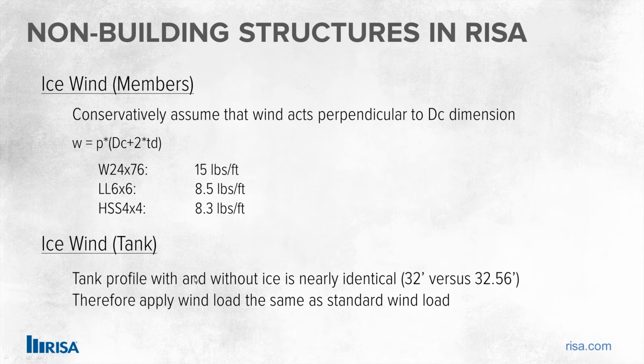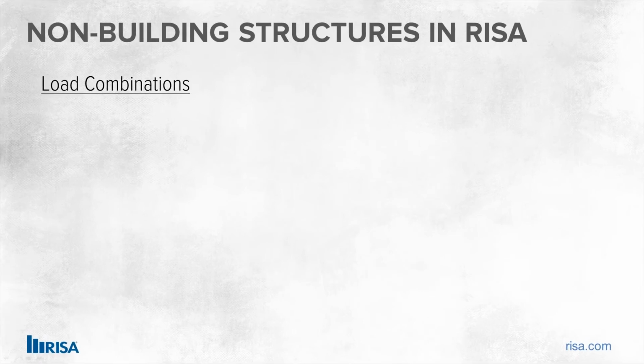Now for the tank, the fact that we have ice on it versus not won't make much difference. We have a 32-foot diameter. With all of the ice on there, we have slightly more than that one. And therefore, we're not going to have to apply the wind load in any special way to the tank. We're going to conservatively say that the size is close enough that if we just apply the standard wind load that we need for ice on the whole tank, that's good enough. So let's go back into the model here before we get into the load combinations and apply those values.